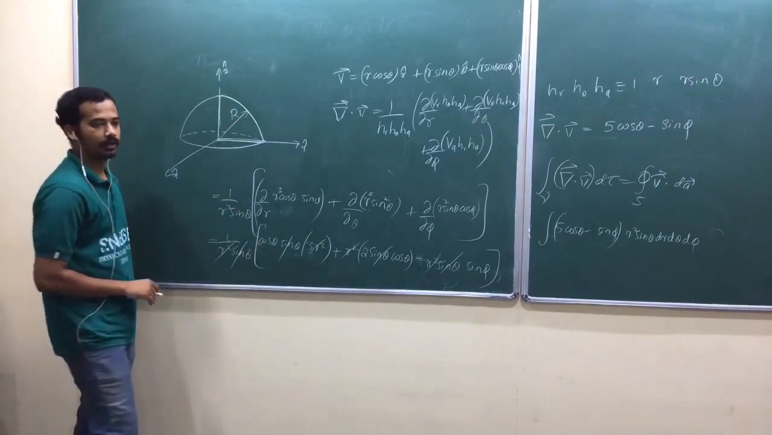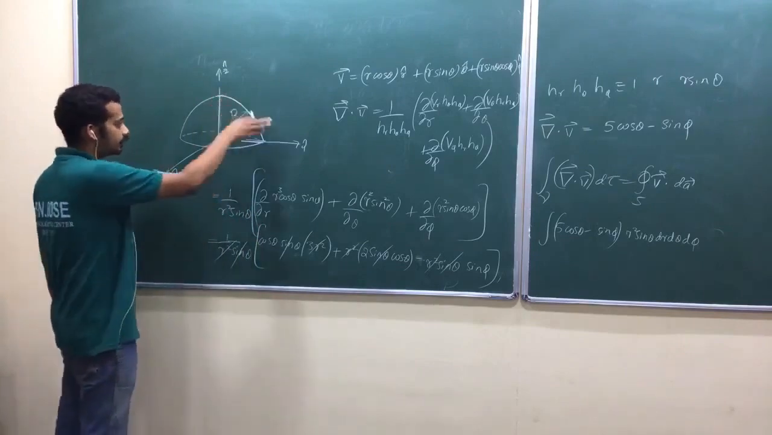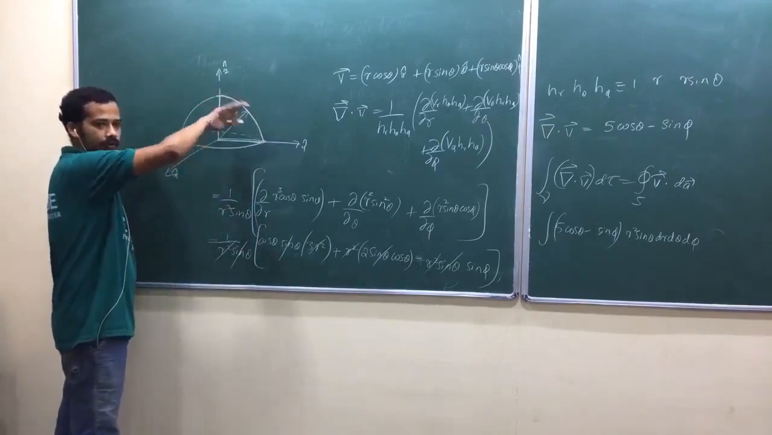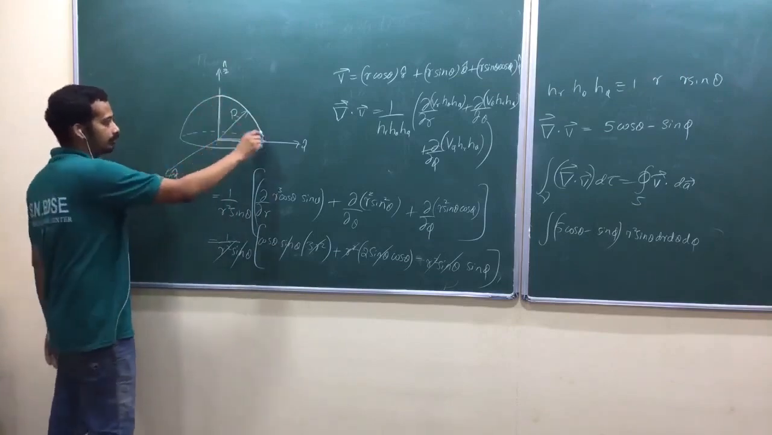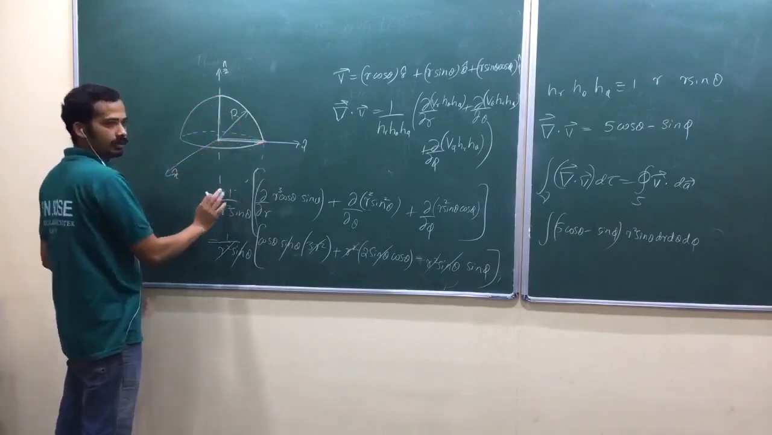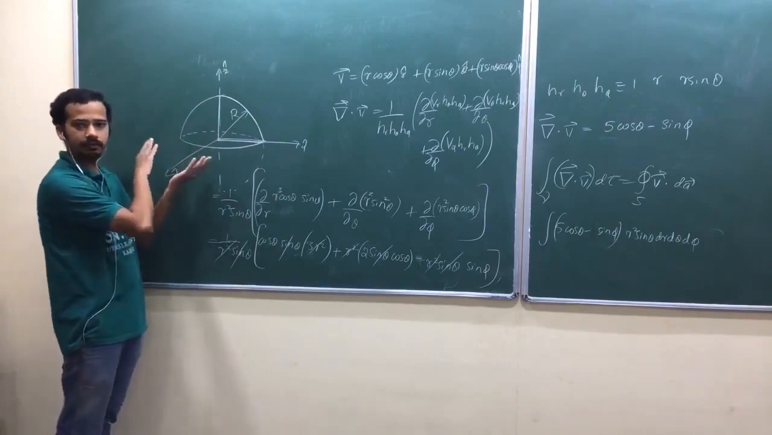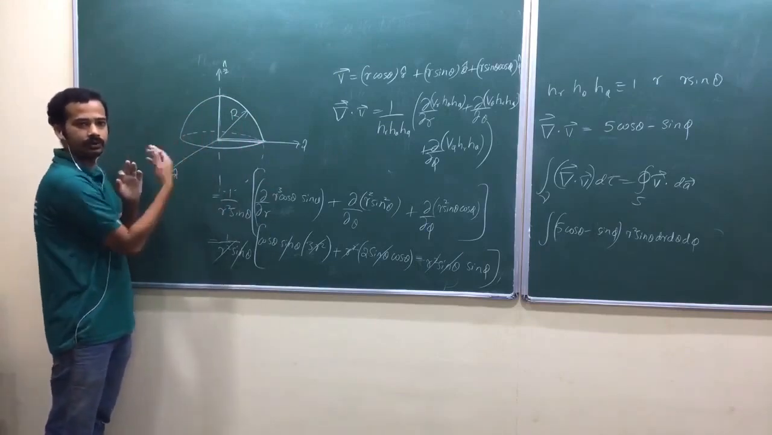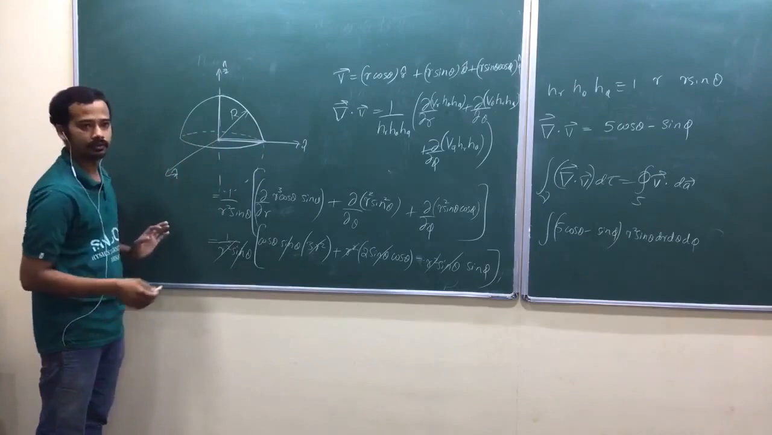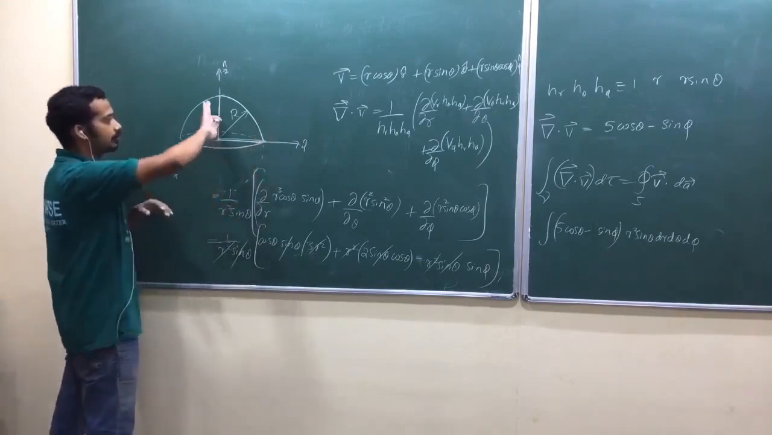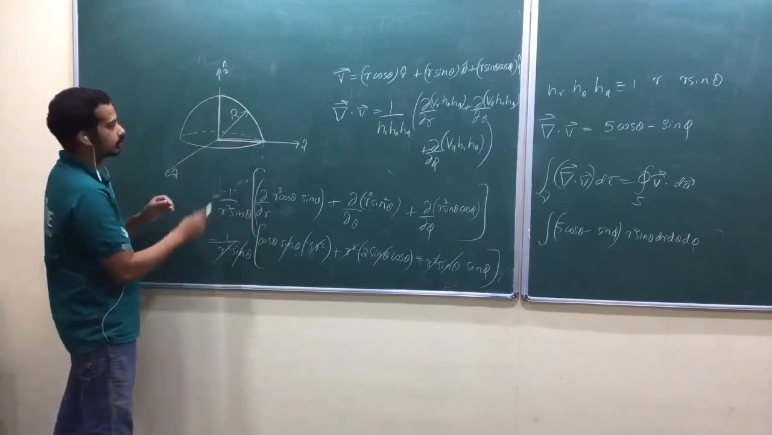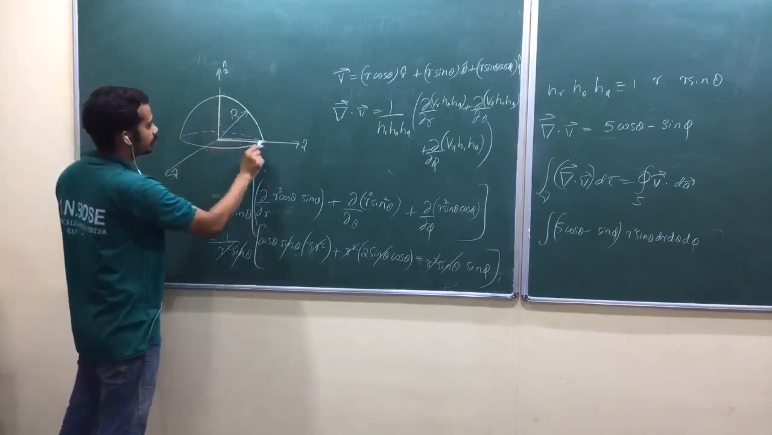Are you getting my point? If you integrate theta from 0 to pi, you will get this one. And then if you integrate with respect to phi throughout 360 degrees, you will get the total sphere. I have to make it a hemisphere, so that's why you have to integrate theta from 0 to pi by 2. Then that will become a plane of this shape.